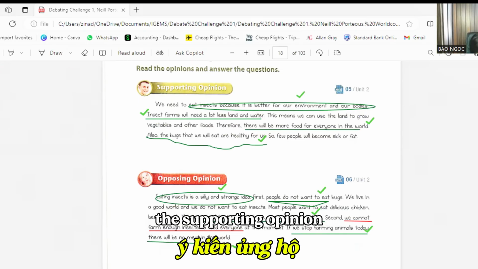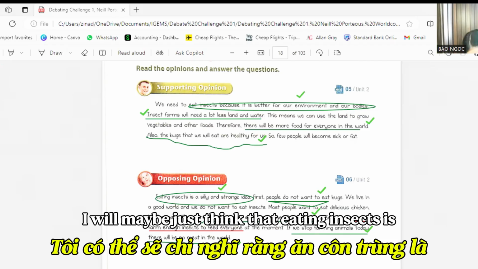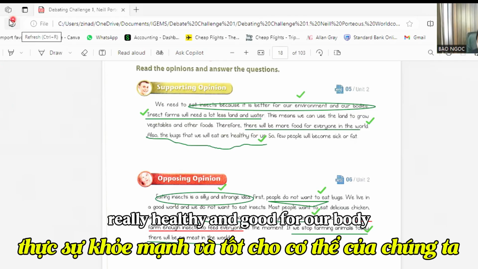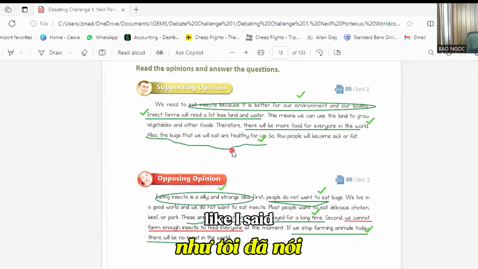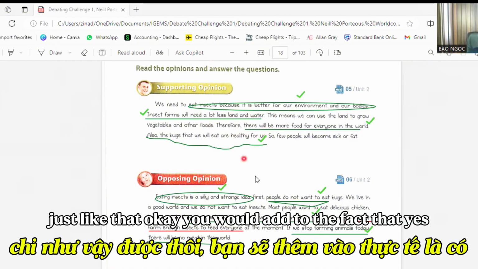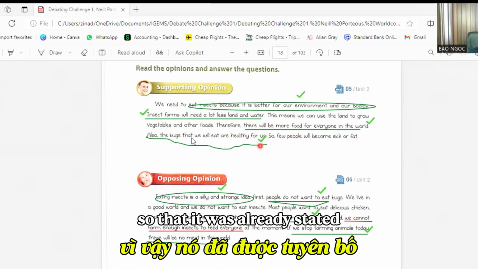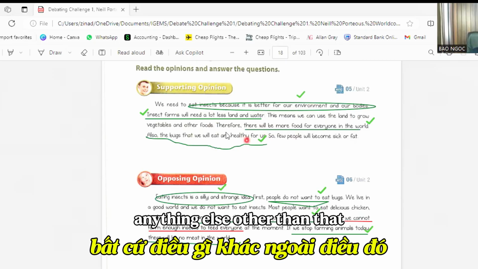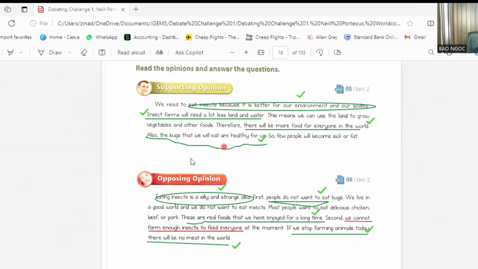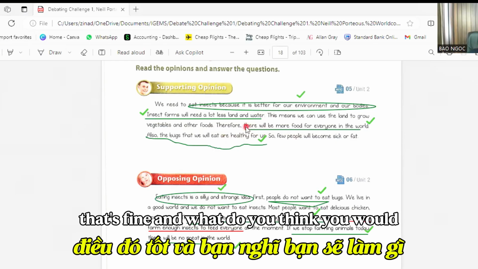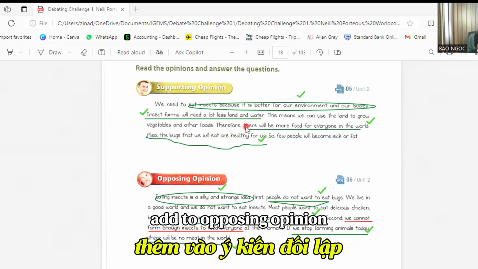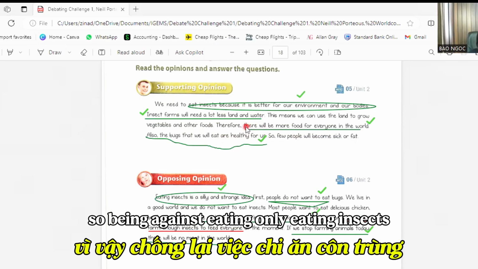The supporting opinion, I will maybe just think that eating insects is really healthy and good for our body. That's it. Just like that? Okay. You would add to the fact that yes. So it was already stated. Anything else other than that, or no? For supporting? No. Okay, that's fine. And what do you think you would add to the opposing opinion? So being against only eating insects.